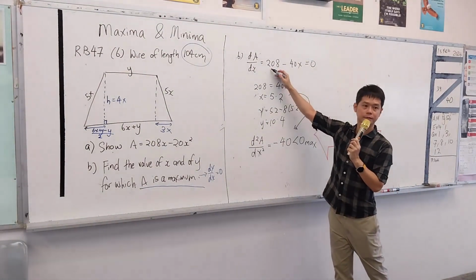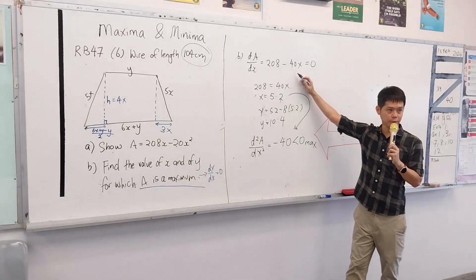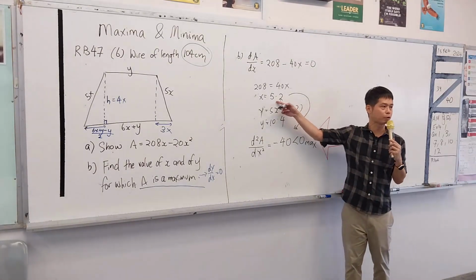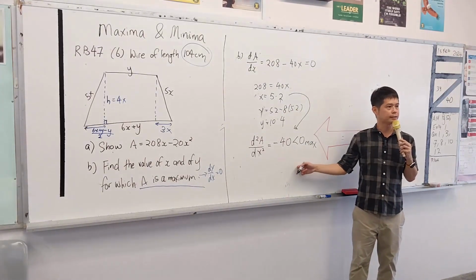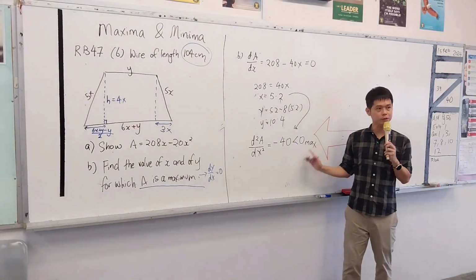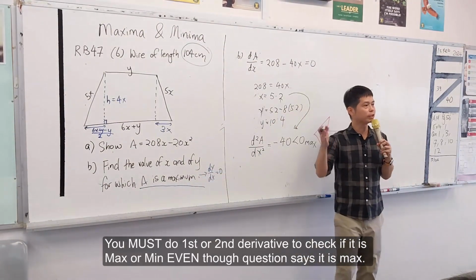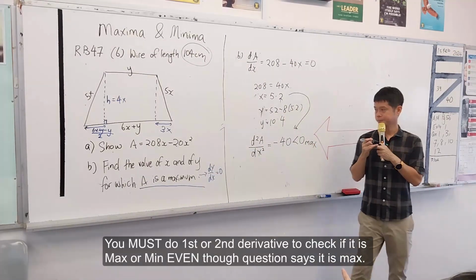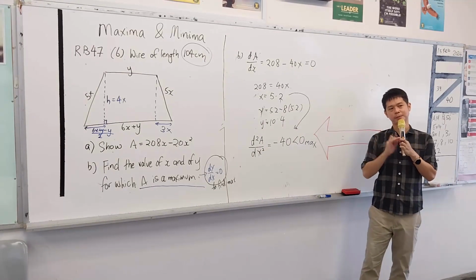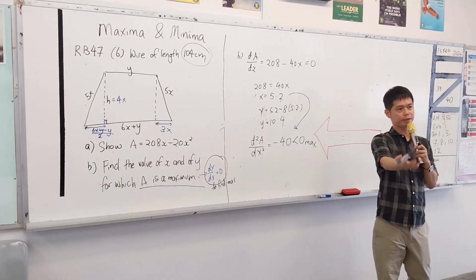You differentiate this again. Constant becomes 0. Bring down the power, minus 1. It will become negative 40. Again, there's no variable. If there's a variable, please sub x equals 5.2 into the variable, and check whether it's less than 0 or more than 0, maximum or minimum. Okay, and that concludes that the area is a maximum, even though they told you it's a maximum. That one is to find the maximum point. This is to test if it's a maximum point. If there are 2 points, you've got to test 2 points and see which one is maximum, which one is minimum.